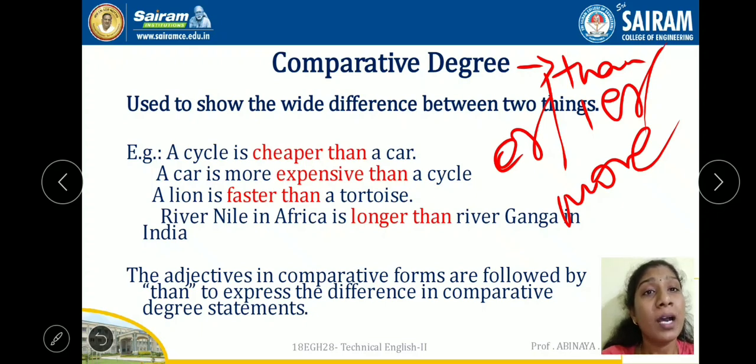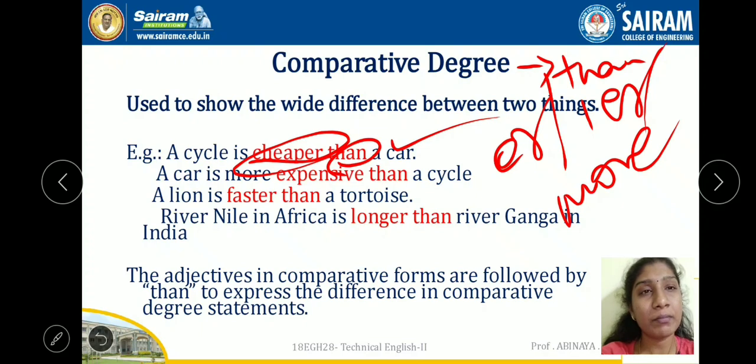Okay. A cycle is cheaper than a car. Here cheaper, the comparative form of an adjective, is used. Why? Because than is there. Comparative form. A car is more expensive than a cycle. Yes, a lion is faster than a tortoise. River Nile in Africa is longer than River Ganga in India. So the adjectives in comparative forms are followed by than to express the difference in comparative degree statements.